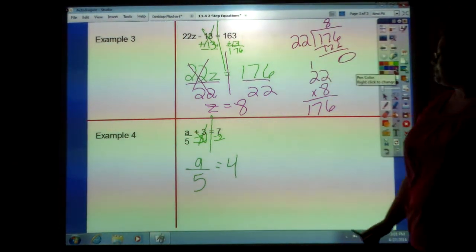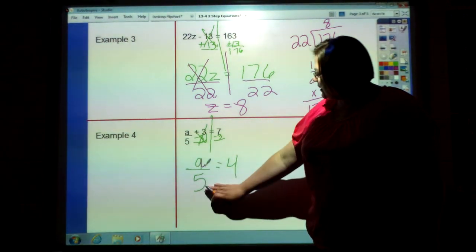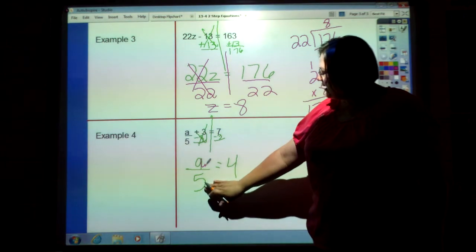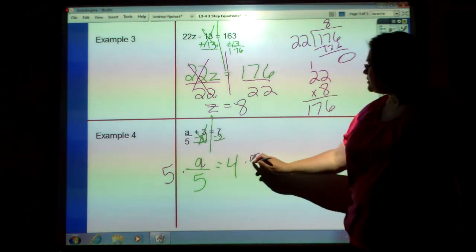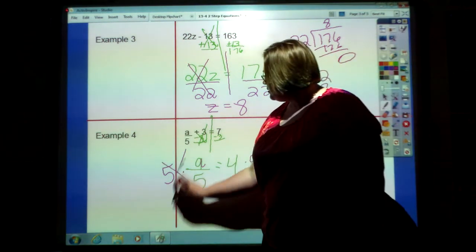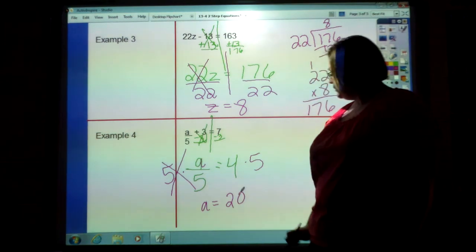Now we have our single step equation. So we have a divided by 5. We want to get rid of the 5. We multiply by 5 since that's the inverse operation on both sides of the equation. And we're left with a equals 20.